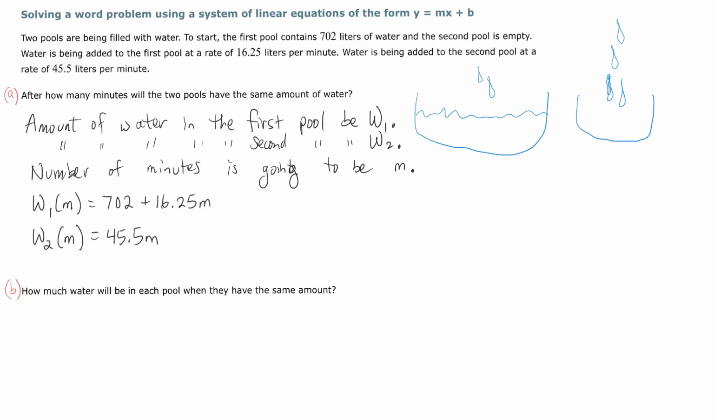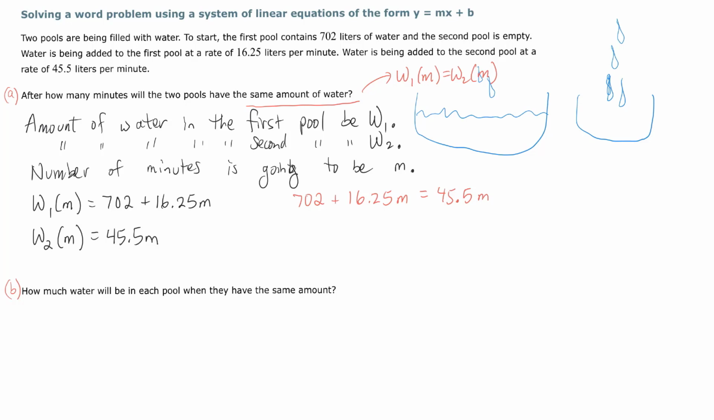We need to answer this question. After how many minutes will the two pools have the same amount of water? In other words, same amount of water really asks us to look at this equation: W sub 1 of m is equal to W sub 2 of m. Why do we do that? When the two amounts of water are identical, we get this equation. And of course, now we could solve for m.